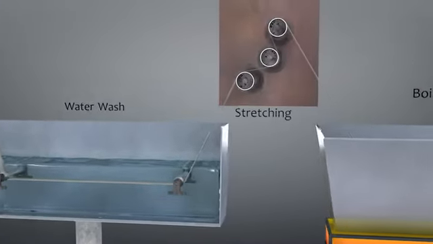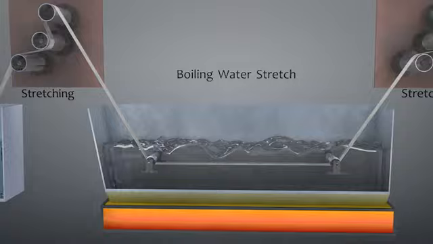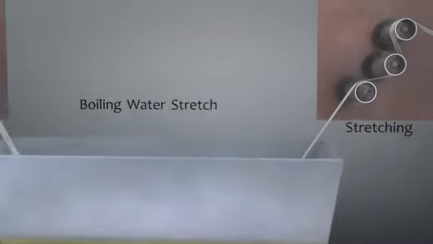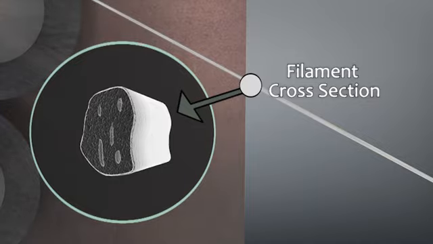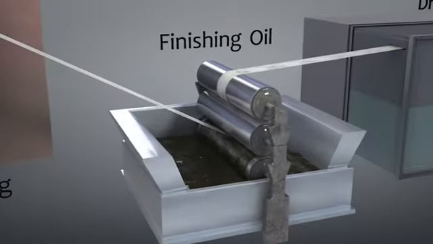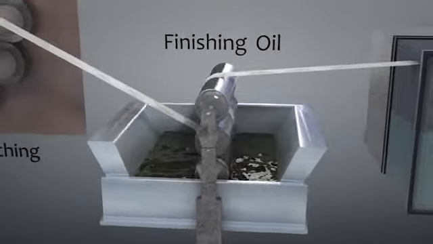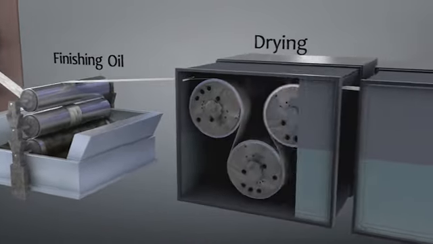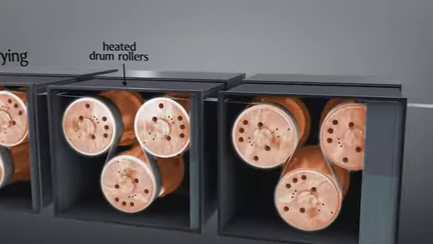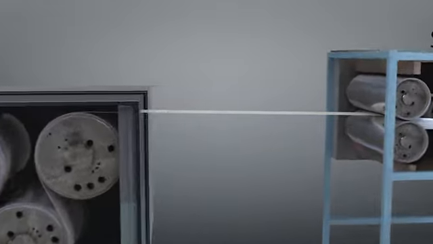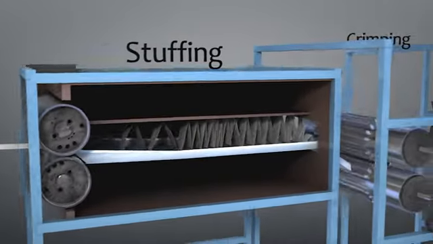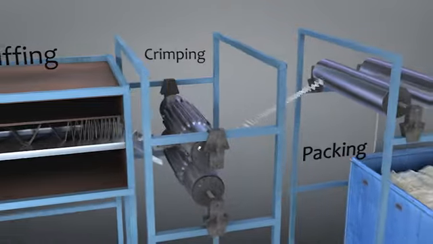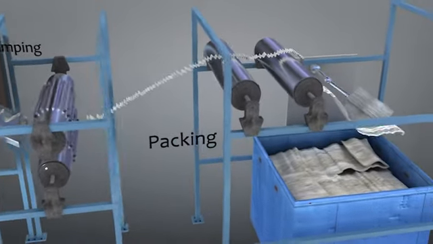The filaments continue through repeated steps of stretching and this time a boiling wash. The cross-section of the filament continues to hold its shape as the diameter collapses and it becomes less porous. Next, finishing oil is applied to protect the fibers and make them easier to handle. As illustrated here, the diameter is now even smaller and the porous nature of the filament has collapsed even more. The filament is then packaged, illustrated here by crimping and baling.